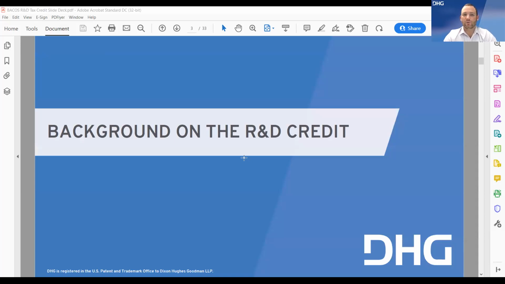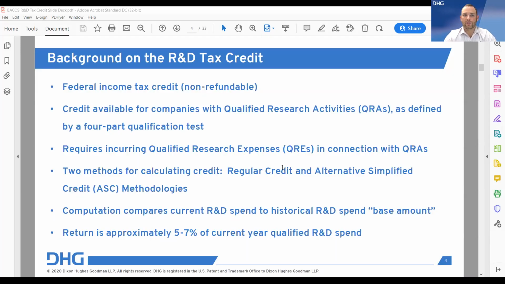So to begin with, the background on the R&D credit. This is a federal income tax credit in the US. And I'll make the comment that most countries do have their own credit. Generally, each country is going to have their own credit to really incentivize spending on development, making the products, kind of looking to expand the marketplace within each country's own economy.